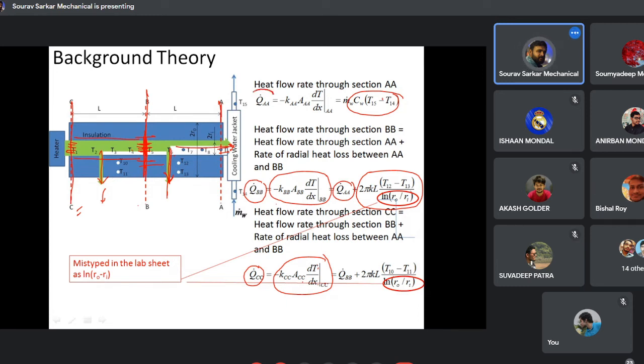Tell me if this is the reality. Now tell me how to quantify the heater power from here. Can we quantify the heater power from these expressions?